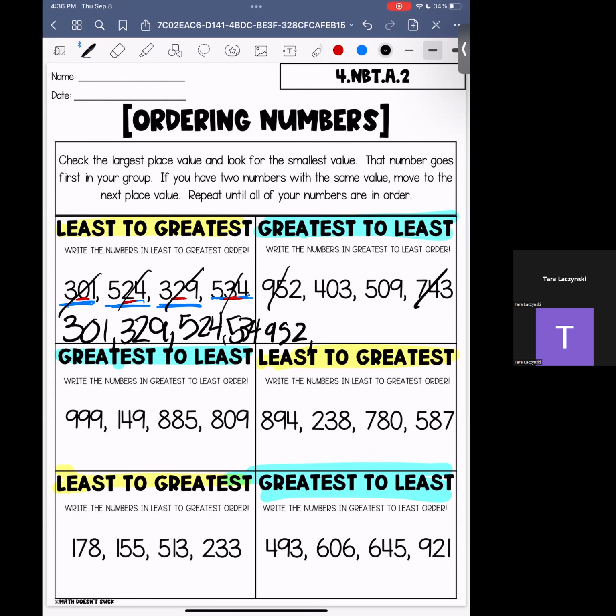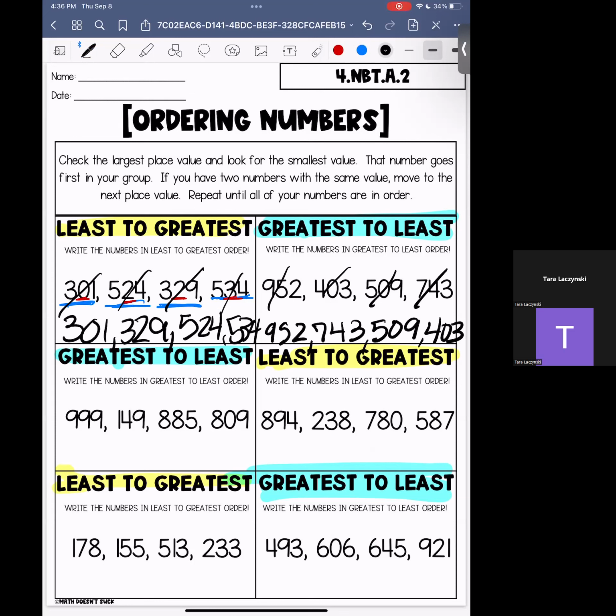My next one is 743, followed by 509, and 403. For these, I only had to compare the hundreds place, which made it just a tiny bit easier.